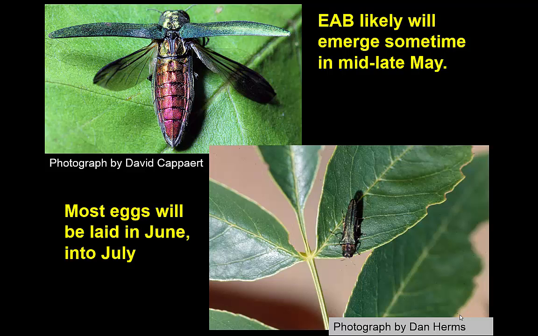The emerald ash borer, EAB, usually emerges sometime in mid to late May and is present for the next couple of months. And they will be laying most eggs in June through July.